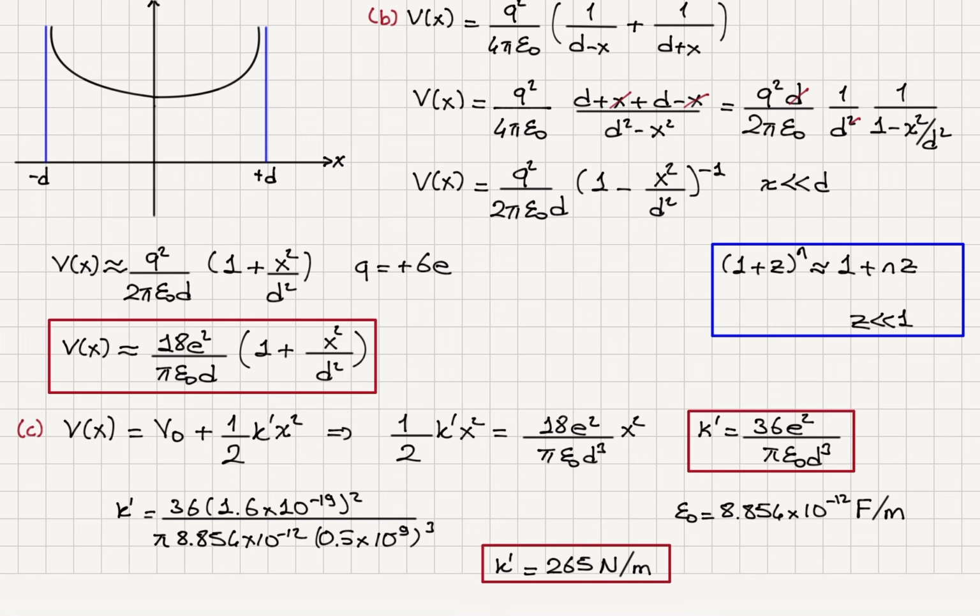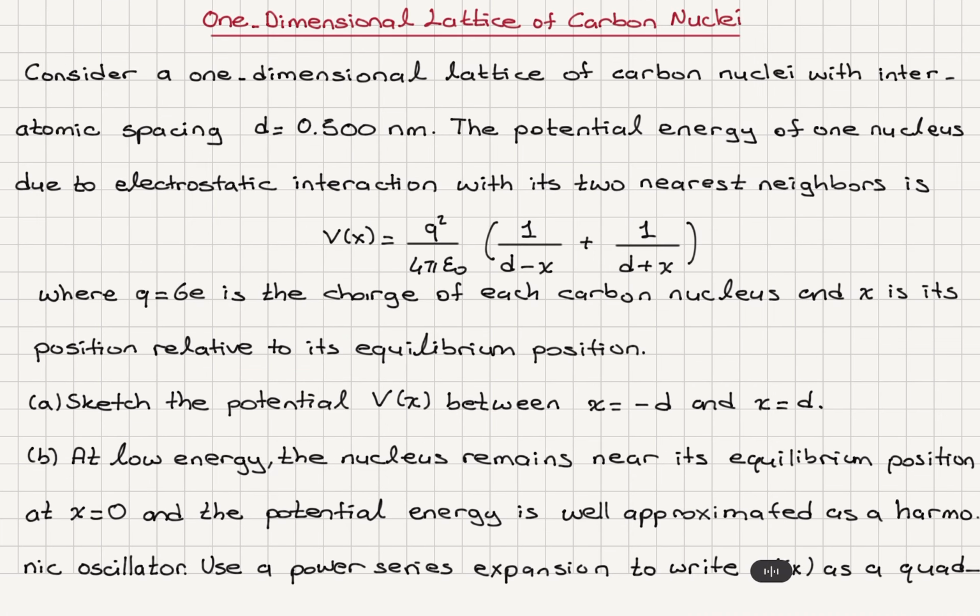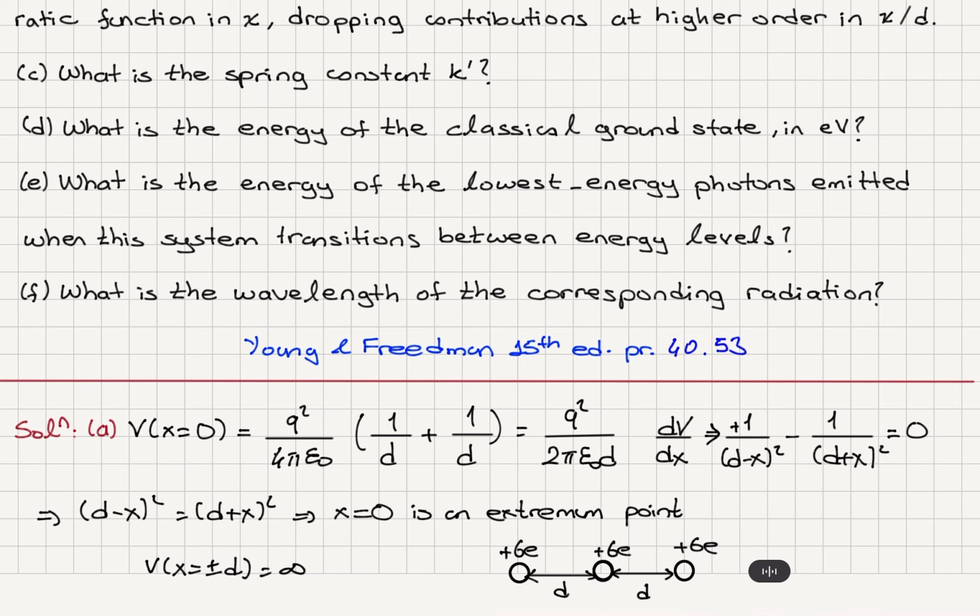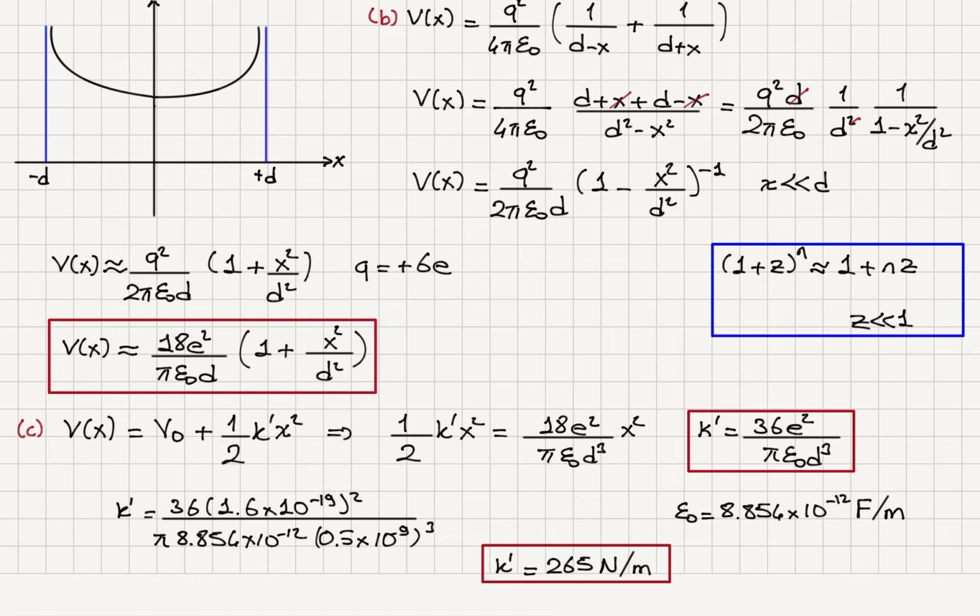The potential that has the quadratic term here is 18 e squared over pi epsilon 0 d cubed x squared, which is 1/2 k prime x squared. That's the potential energy for the harmonic oscillator. And so if these two are equal, we can see k prime should be given by this. And with that, if we plug in the numbers for a separation d equal to 0.5 nanometers, we can even calculate this spring constant to be 265 newtons per meter.